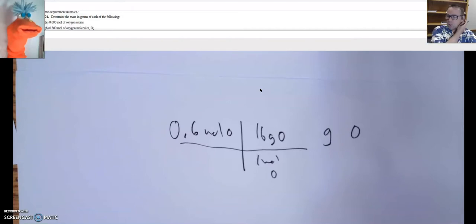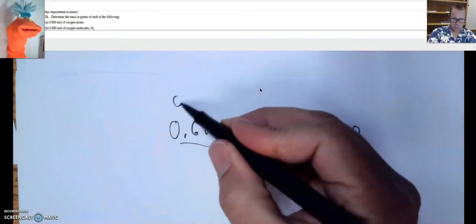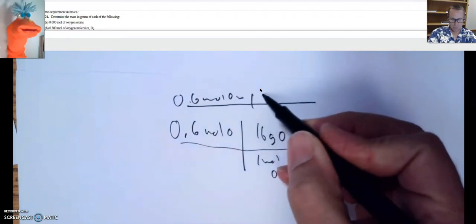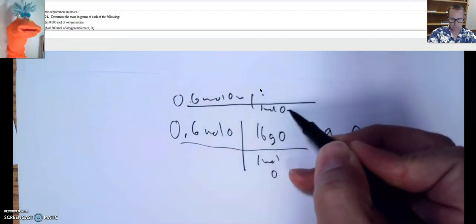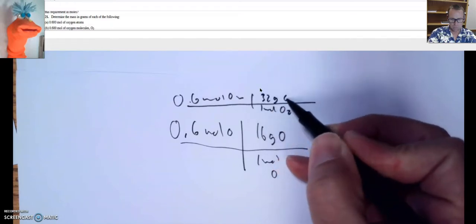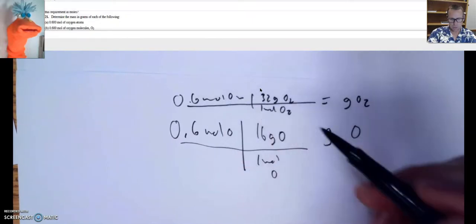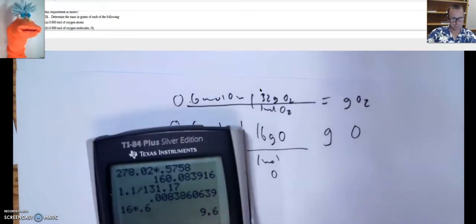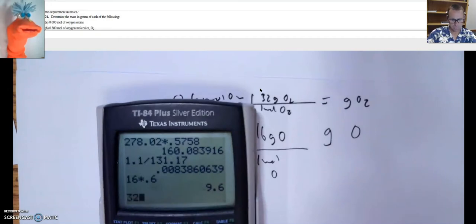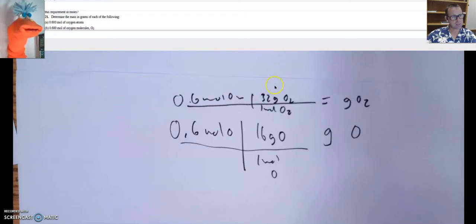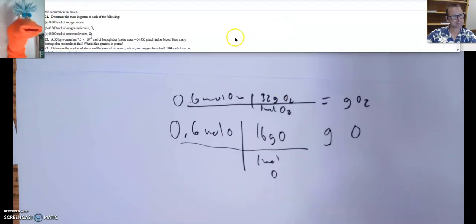If we wanted to do O2, oxygen gas, I have 0.6 moles of O2. That's 1 mole of O2 is 32 grams of O2, right? So grams of O2 then would be 0.6 times 32. And I would do 16 times 0.6 for the other one. So those are the different masses of oxygen that I would have. Okay.